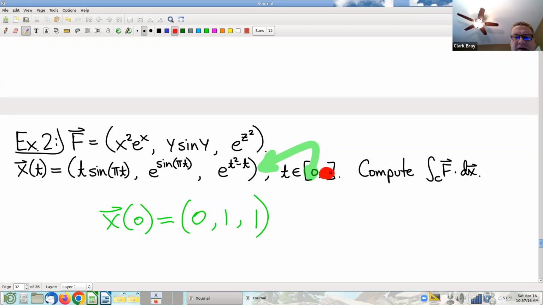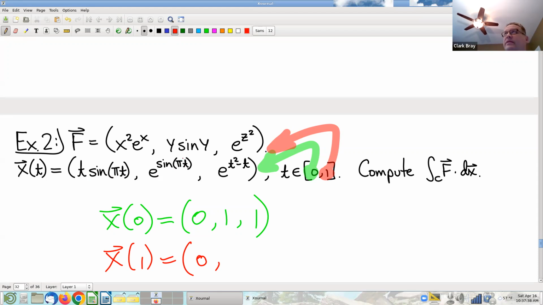Now let's look at our stop point. Let's plug in t equals 1. We get x of 1 is, okay, well, let's see here, 1 times sine of pi, which is 0. Then e to the power of, sine of pi is 0, so e to the 0, which is 1. And then the e to the 0, which is 1.